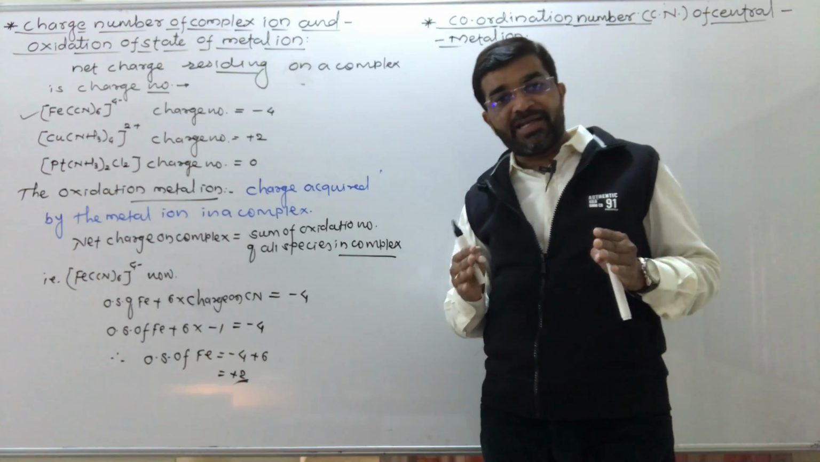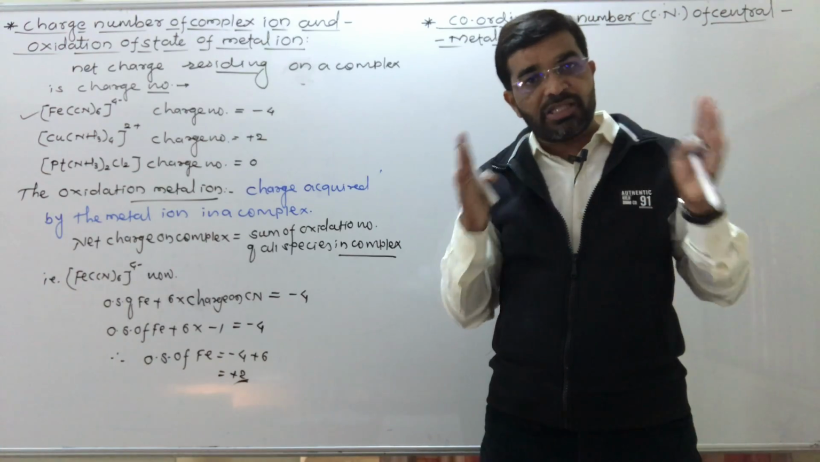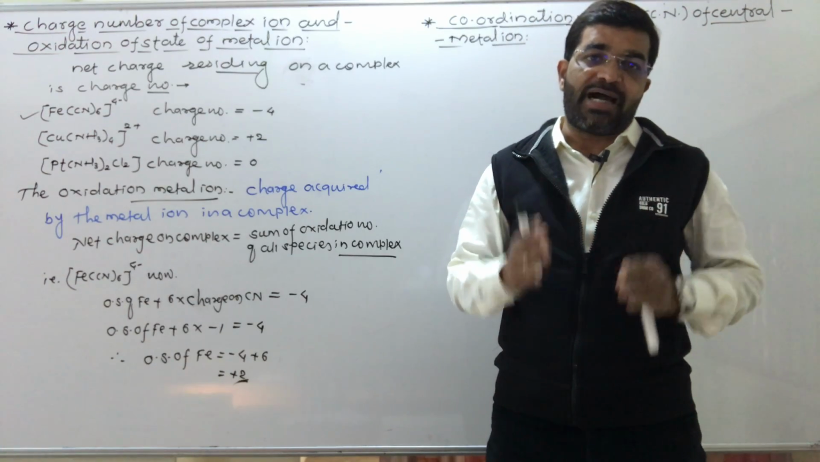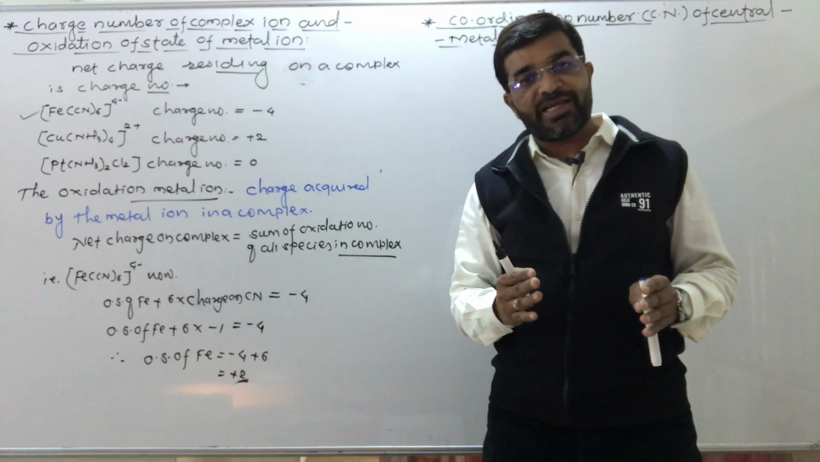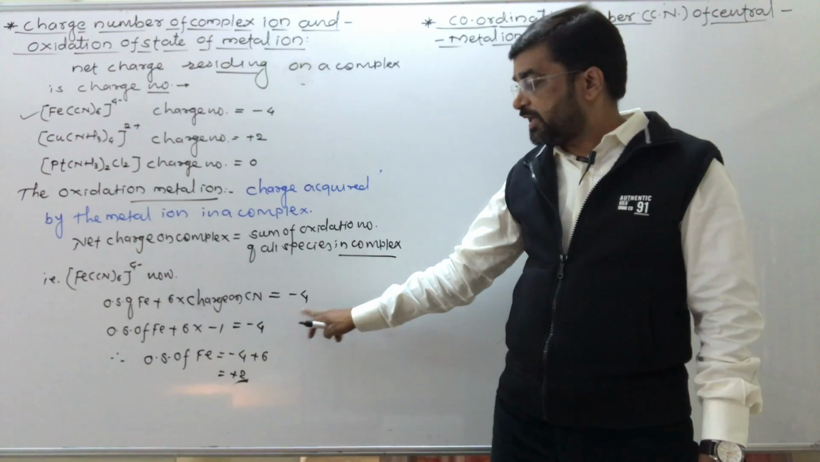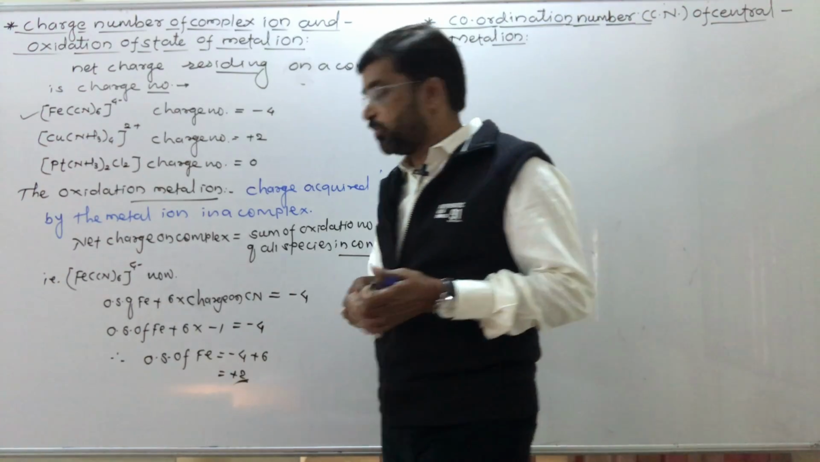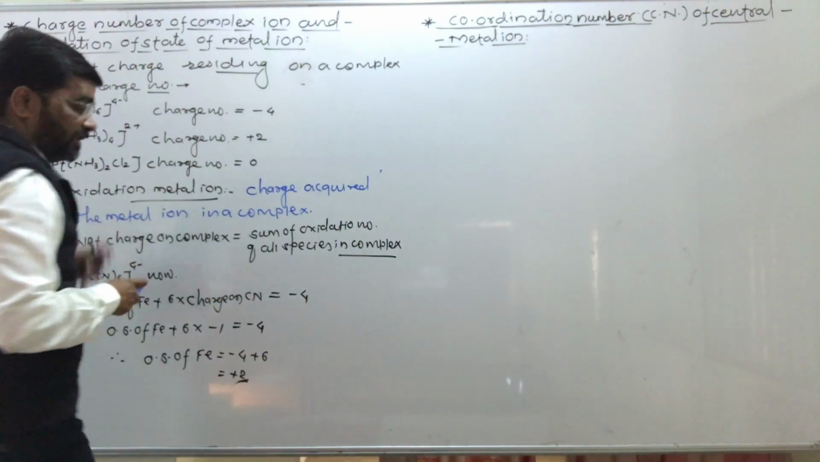So you don't forget, sum of the charges of all species present in complex ion in coordination complex is equal to net charge on that complex, and in this way we can find out the oxidation state or oxidation number of metal ion in that complex.